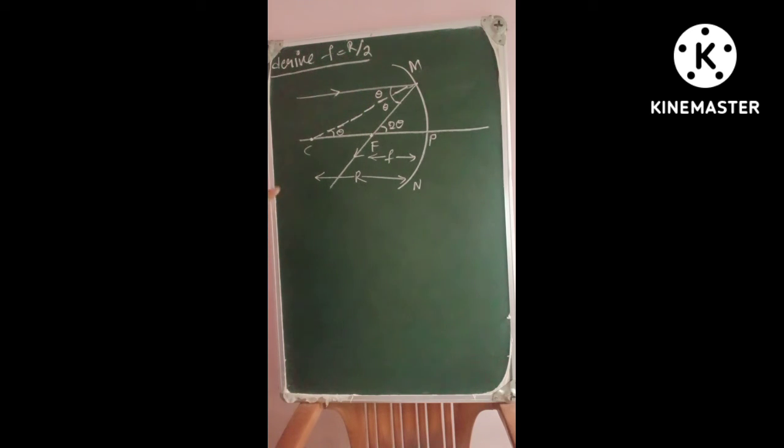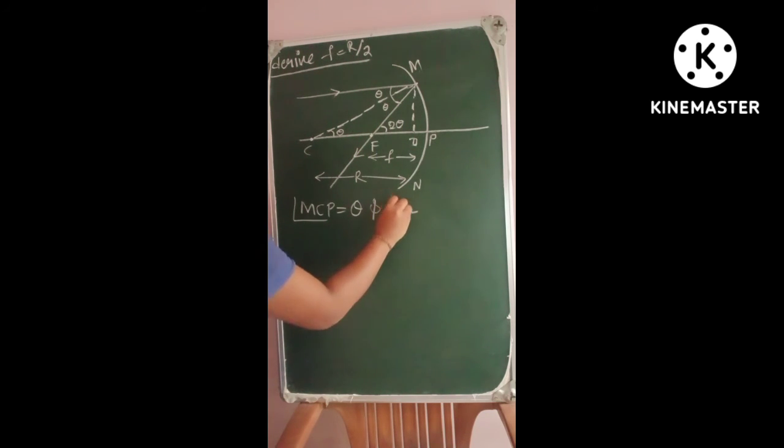Okay, from this diagram, let us draw a perpendicular here. For this principal axis, let us draw a perpendicular at D, that is MD is drawn perpendicular to the principal axis. Then angle MCP is equal to theta, and angle MFP is equal to 2 theta. Take this as equation number 1.